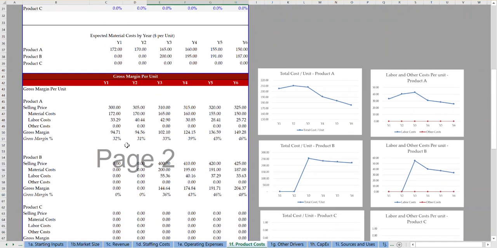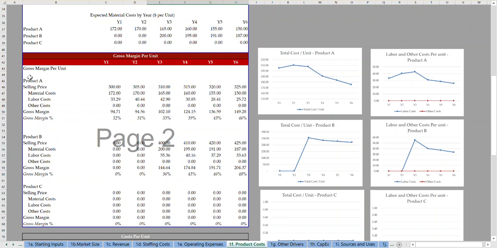Next, I'd like to direct your attention to our gross margin per unit output. Here, we're looking at information pulled from other tabs, such as the selling price, which is pulled from our revenue tab, materials costs, which we've entered above, labor costs, which are pulled through from our staffing cost tab, and include salaries related to production. There are also other costs.